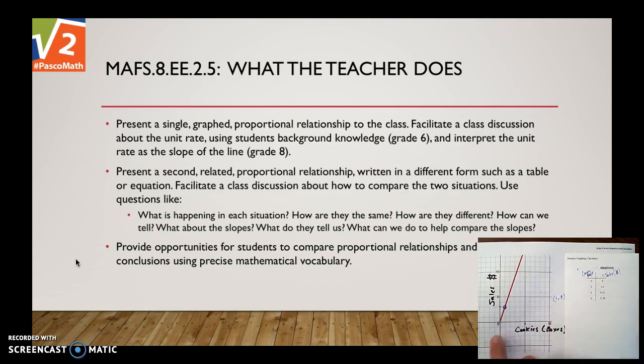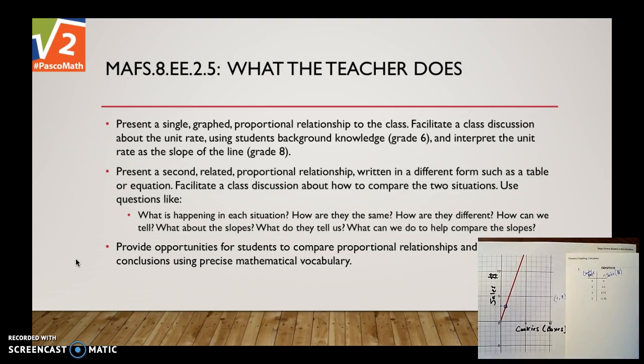And so now we have a table with candy bars and sales. We have a graph of boxes of cookies and sales, and we can ask some questions like what's happening in each situation? How are they the same? How are they different? How can we tell? What about the slopes? What do they tell us? What can help you compare the slopes? And so again, getting back to that notion of comparing those unit rates, the change over 1, really goes into that notion of slope. And so we'd want them to determine the unit rate over here as well.